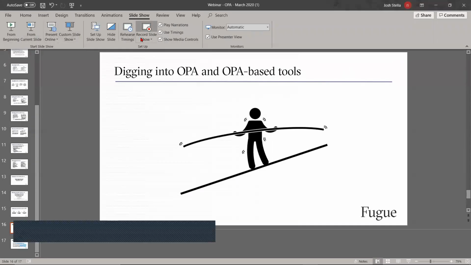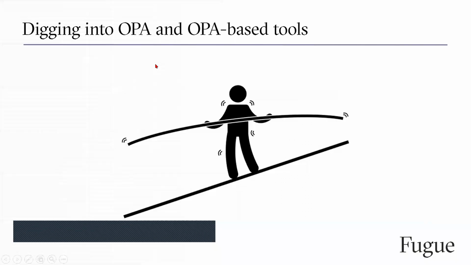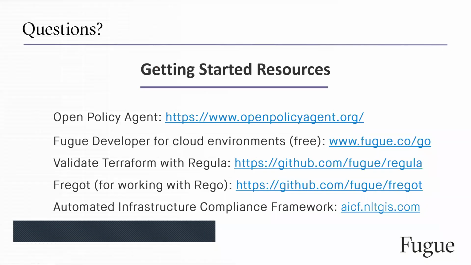Let's go back to the slideshow, and I think I only have the end slide. Yep. So getting started, go to openpolicyagent.org. If you want to see what your security posture is using OPA rules right now, you can go to fugue.co/go. Again, we have a developer version that will analyze up to 1,500 cloud resources and tell you using OPA whether they're safe or not, based on just lots and lots of rules that we've already baked in.